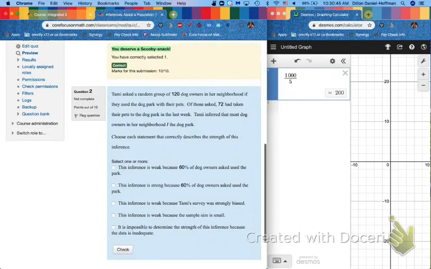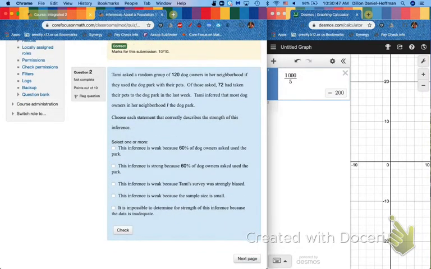And immediately we get a second example, a very similar problem, where out of 120 dog owners, only 72 had taken their pets to the dog park last week.